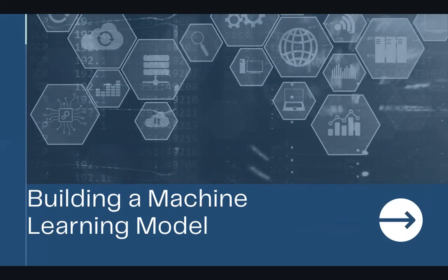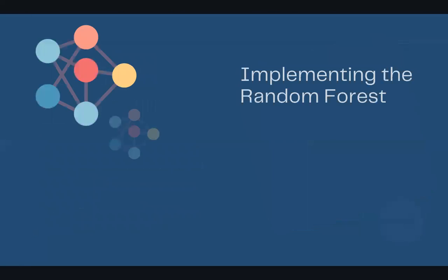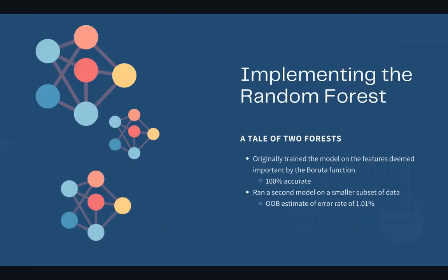Building the machine learning model. Implementing the random forest, a tale of two forests. I trained my first random forest on the features that were deemed important by the Boruta package. This resulted in a random forest with an OOB estimate of error rate of 0%. I found this really hard to believe, so I trimmed down the data set by a lot. This model produced an OOB estimate error rate of 1.01%, which is still not believable, but more convincing.